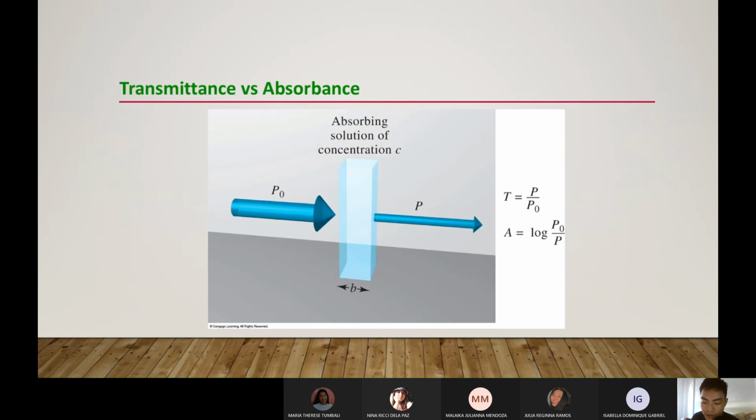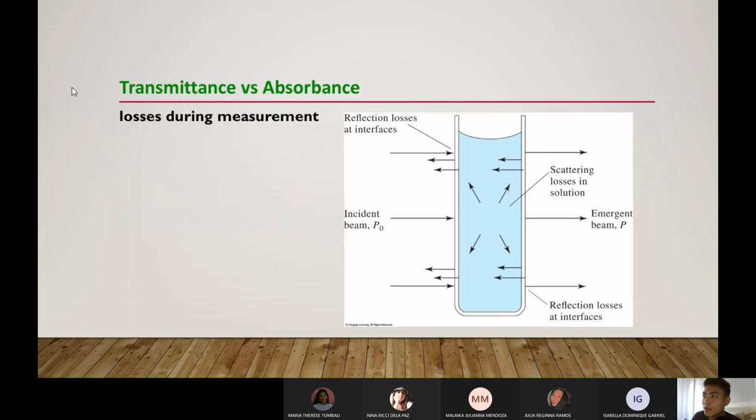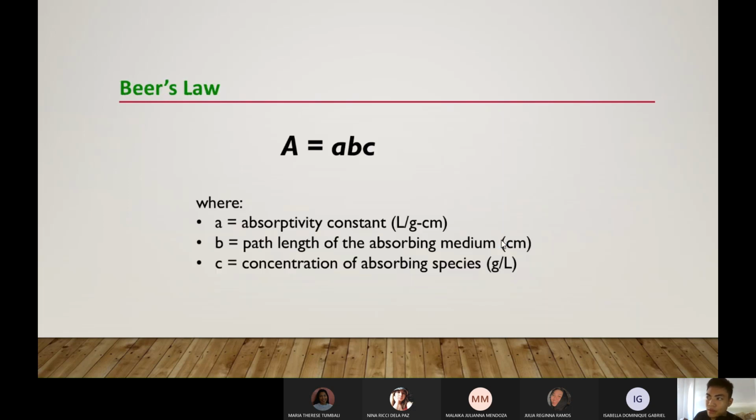Okay, so from those equations, for example, we have this incident light, then this is our solution which contains the analyte. Of course, when there is a lot of analyte, only a little will pass through. So that means the transmittance is low, which means the absorbance is high. Note that. If only a little is transmitted, it means a lot was absorbed. That's the only idea. That's why the trend is opposite. So anyway, this just shows the way the light is absorbed. Okay, so let's skip that.